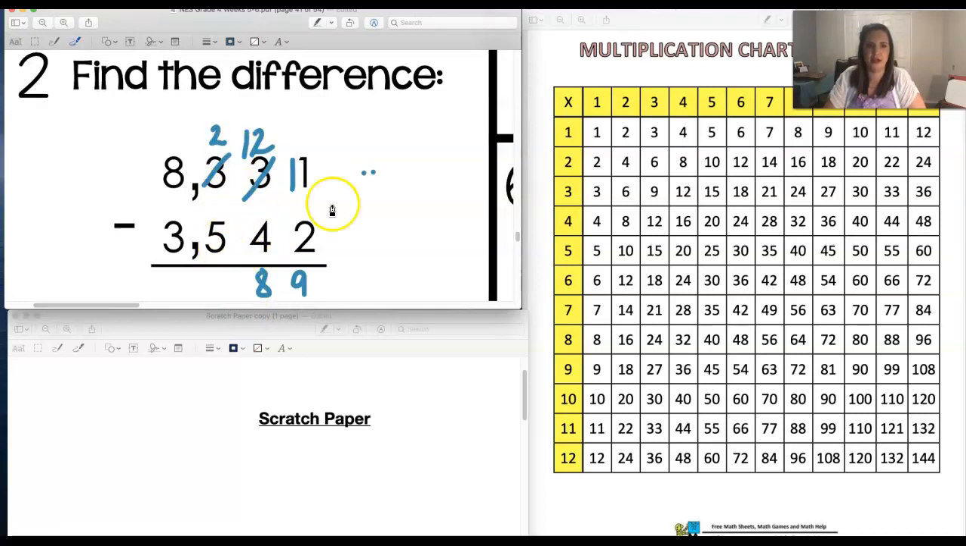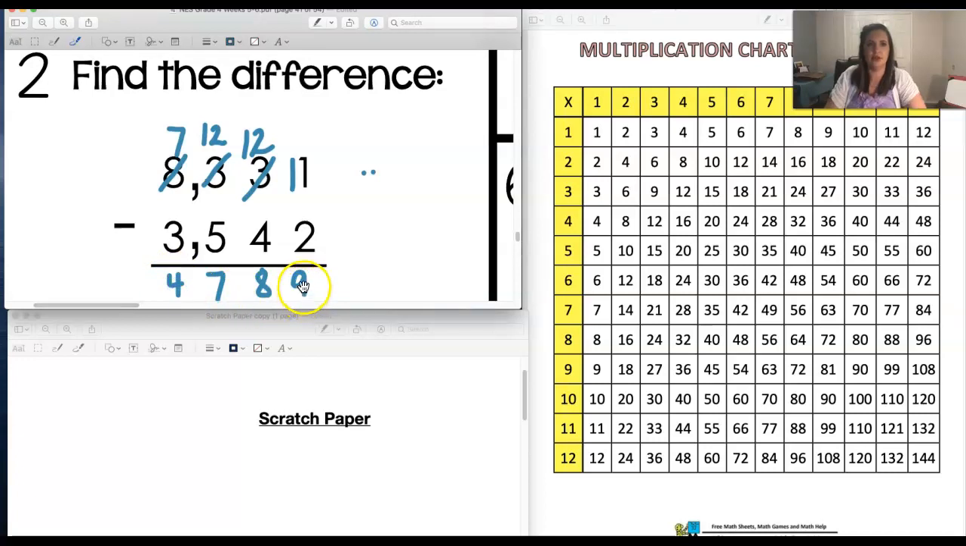2 subtract 5. If I have 2, I cannot take 5 away. I'm going to go to my thousands place, take one of them. That leaves me 7. Unbundle it to 10 hundreds. I already have 2 hundreds. Together, that makes 12 hundreds. 12 subtract 5 equals 7 hundreds. 7 subtract 3 equals 4.